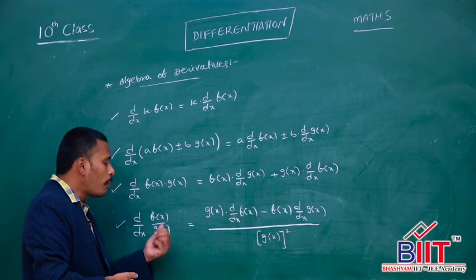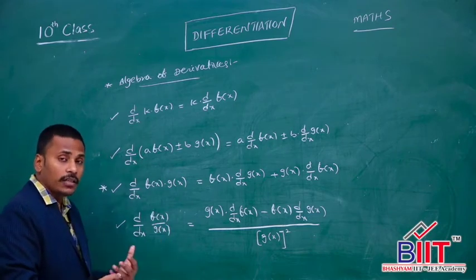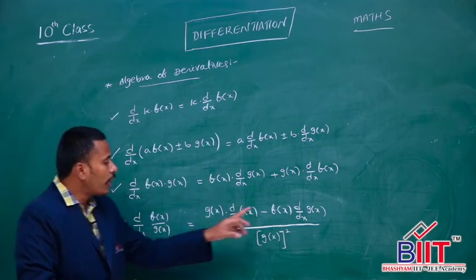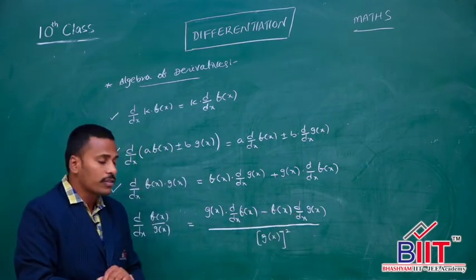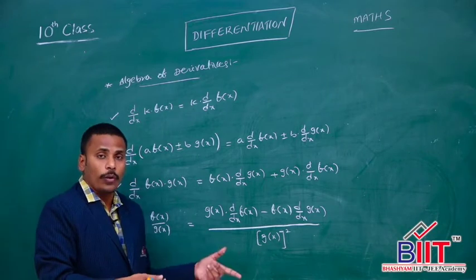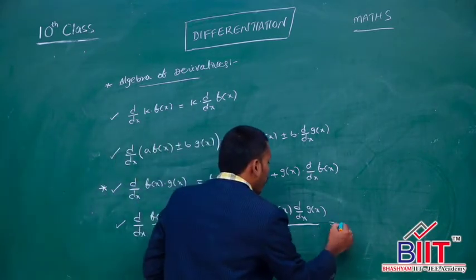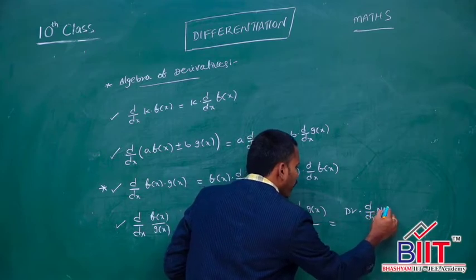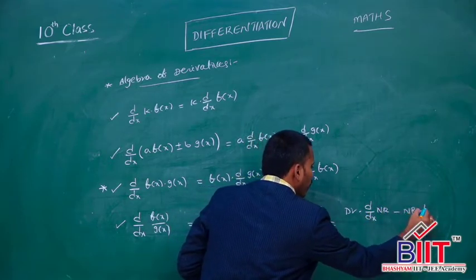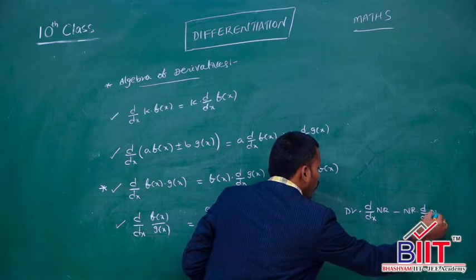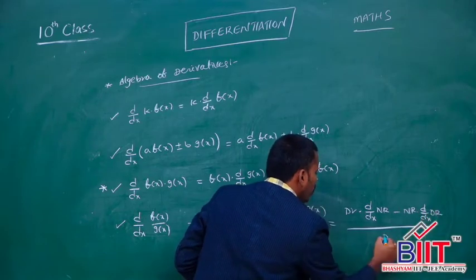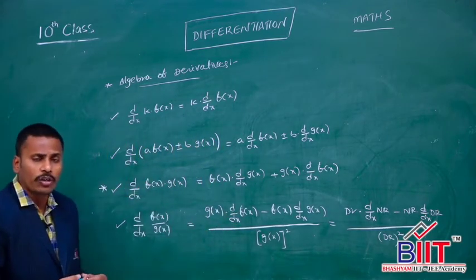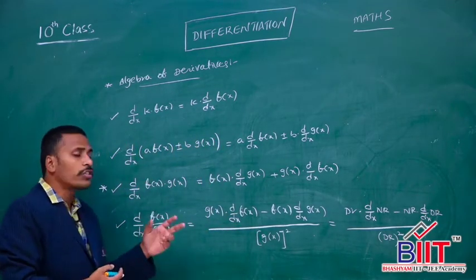Quotient rule: for some numerator by denominator, the answer is g of x into the derivative of f of x minus f of x into the derivative of g of x, divided by g of x square. Simply, I will mention it like this: denominator into d by dx of numerator minus numerator into d by dx of denominator, and the whole thing is divided by denominator whole square. It is useful to calculate the derivative of these types of quotient functions.